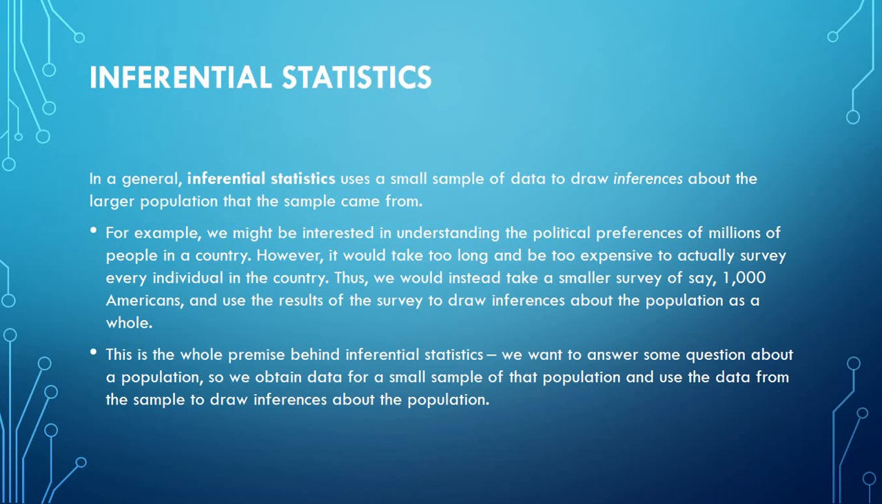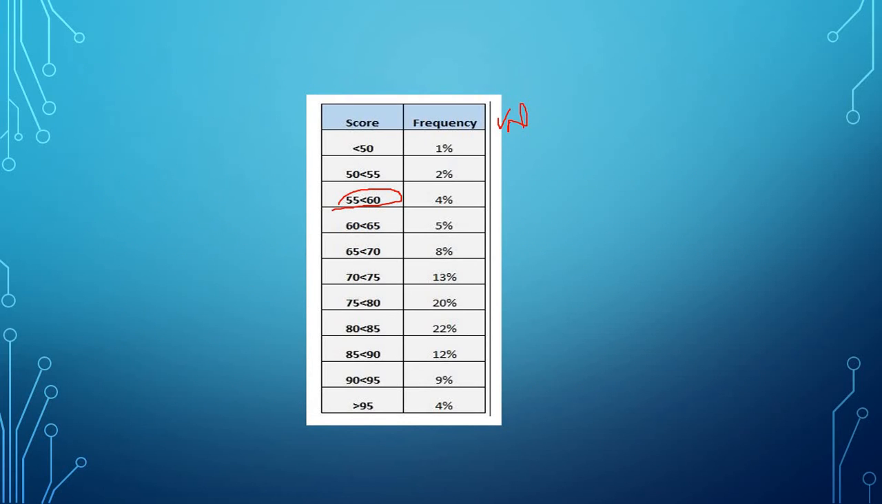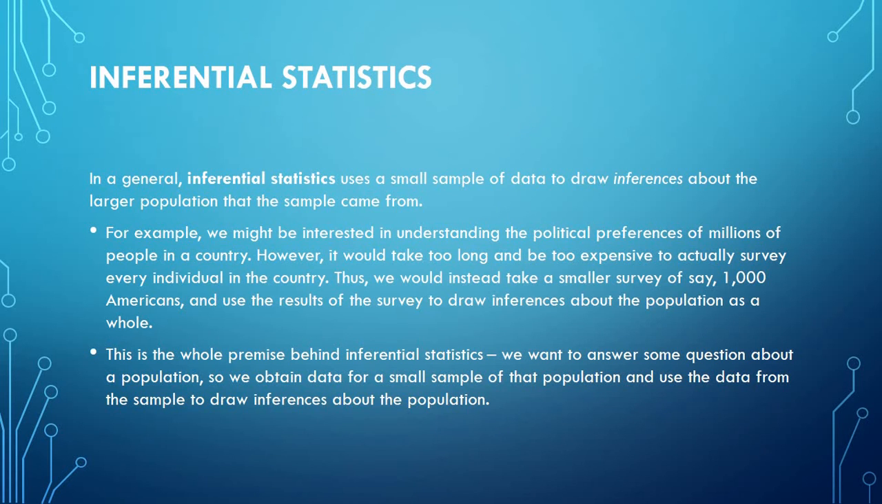Now we are discussing inferential statistics. As the name suggests, it is a conclusion, something you need to conclude at the end. In descriptive statistics you can just identify, but in inferential statistics you can get a clear-cut idea about the data set. In general, inferential statistics use a small sample of data to draw an inference about the larger population that the sample came from.